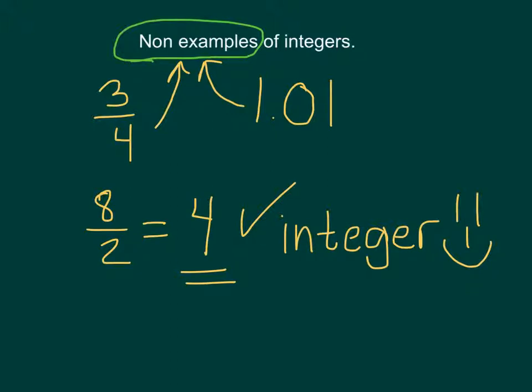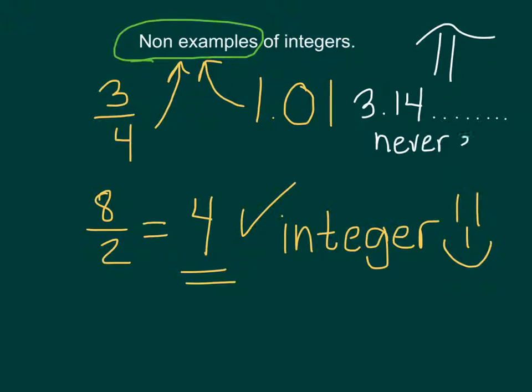Let's talk about a really famous non-example of an integer, and that would be pi. Pi is used in geometry, and that number really is a decimal, and it never ends. It's 3.14, and it goes on and on for thousands of different digits, and it never ends. So we know that pi is not an integer because pi is a decimal. So 3.14, or pi, is a non-example of an integer. Make sure that you understand that pi is not an integer.